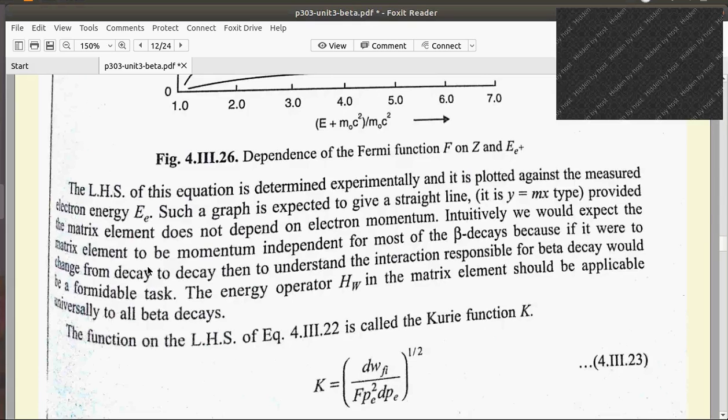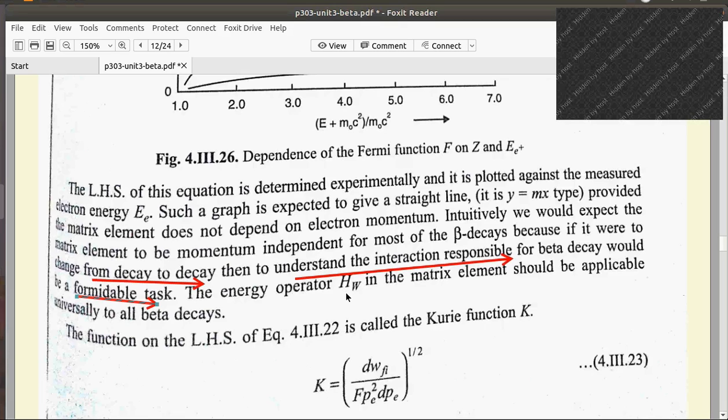We expect the matrix element to be momentum independent, because for most beta decays, if it were to change from decay to decay, then understanding the interaction responsible for beta decay would be a difficult task. If your momentum matrix element changed for each decay of each different element, we would not have a proper consistency, and without that, understanding beta decay would be a difficult task.